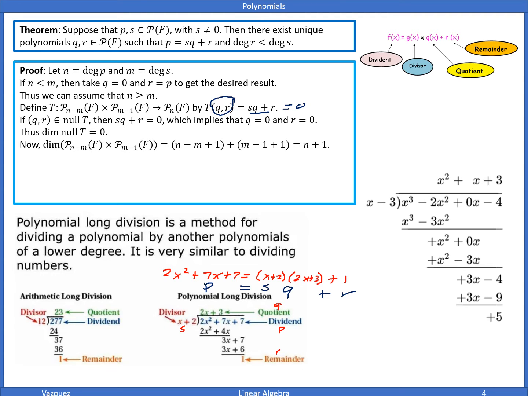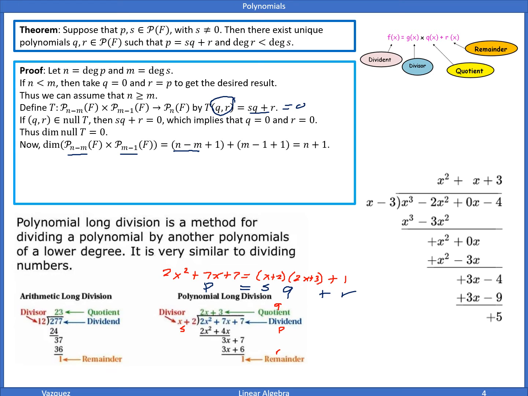So we got that out of the way. Now, the dimension of n minus m, the cross product of n minus m polynomials with the polynomials of degree at most m minus 1, is equal to this. So why n minus 1?